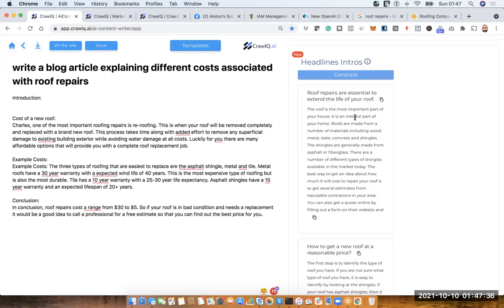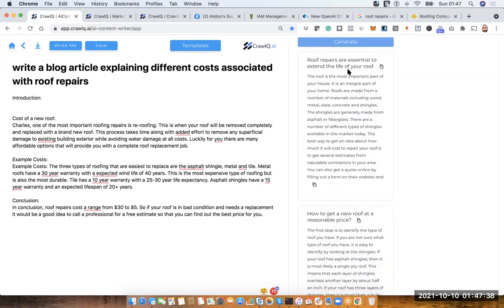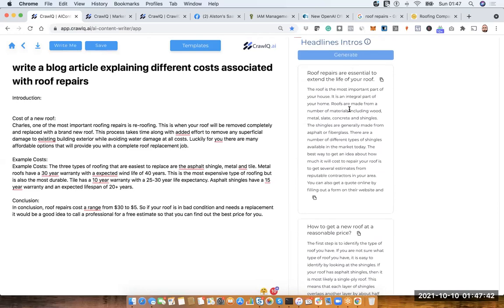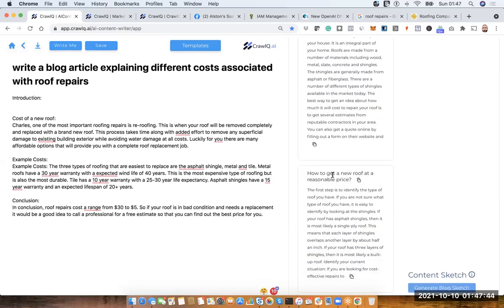Or also, when I press the headline intros, it suggests a couple of things to start. So this introduction. Now, is he interested in a metal roof, or is he just interested in a newer technology roof? And as a writer, of course, you can also write that down here. So what did you say?